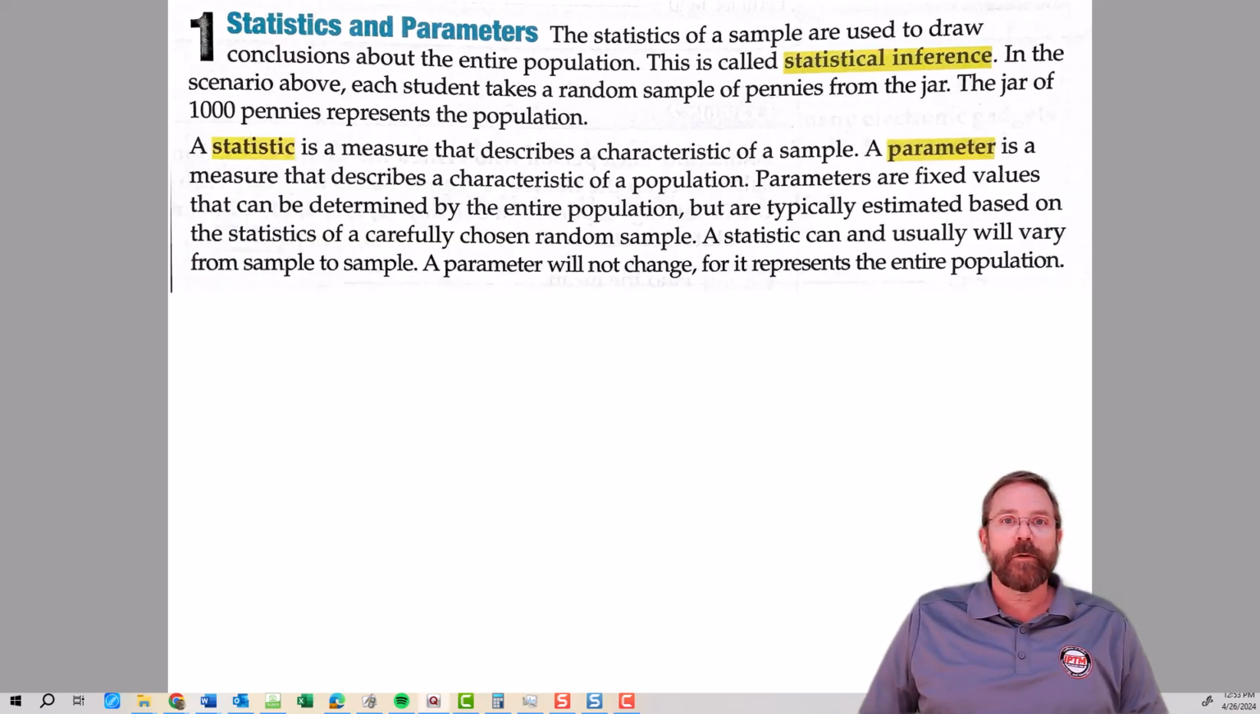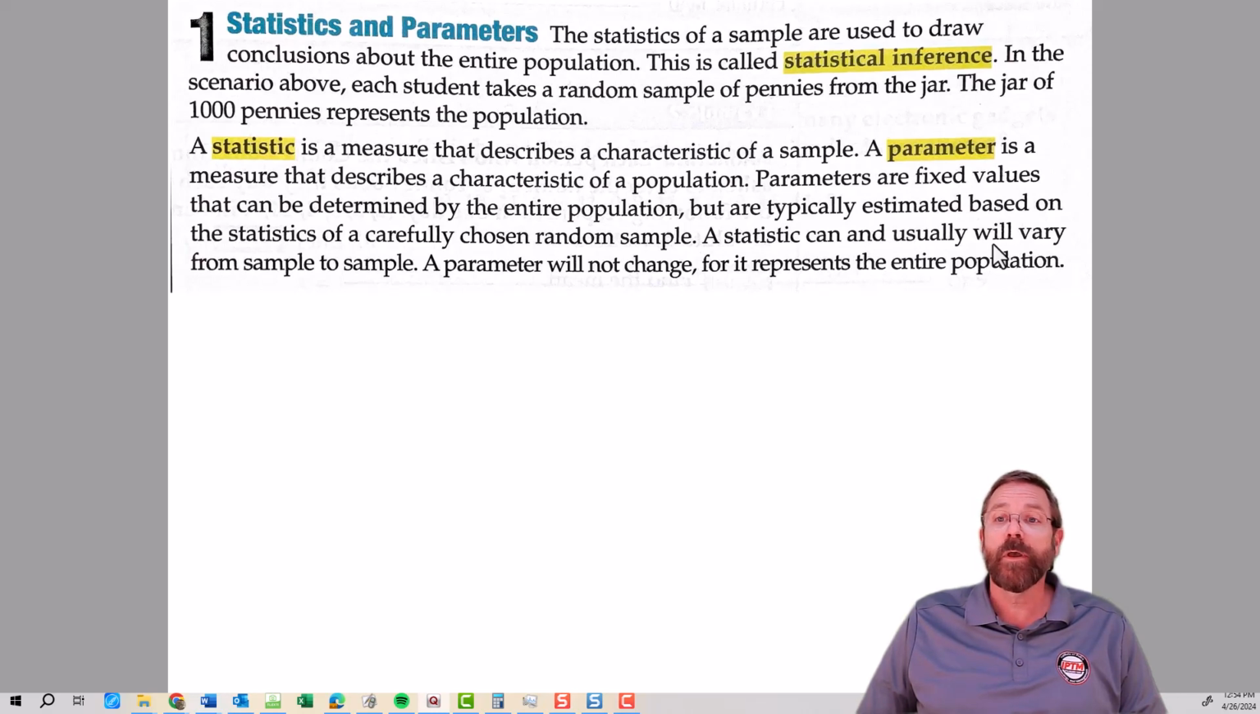From there, we can say that a statistic is a measure that describes a characteristic of a sample. A parameter is the measure that describes a characteristic of the population, and parameters are fixed values that can be determined by an entire population, but are typically estimated based on the statistics of a carefully chosen random sample.